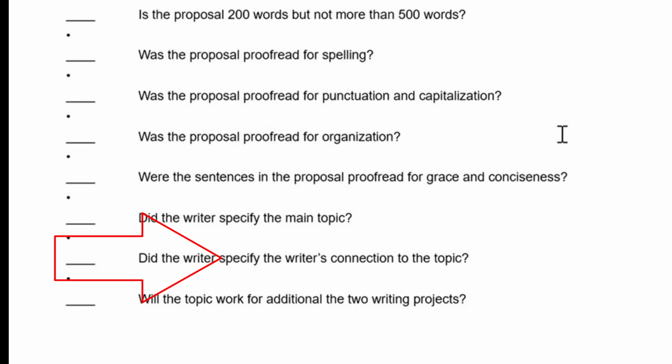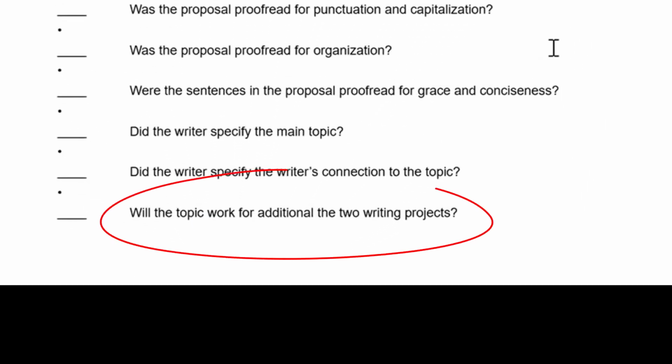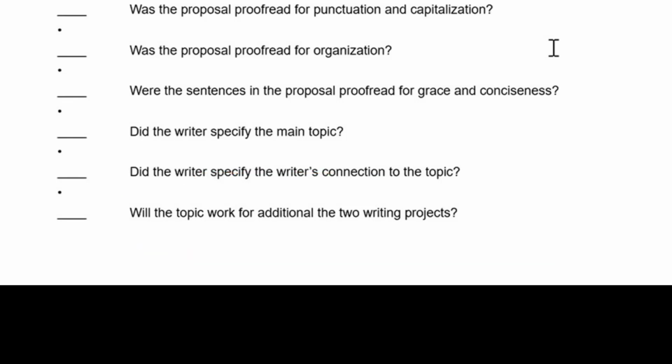And then another one to really think about is you have access to the next 2 writing projects. Will your topic work for those 2 writing projects? And keep those in mind. That will be really helpful. Most topics will work with the next 2 projects, but it's really helpful to start thinking about that.